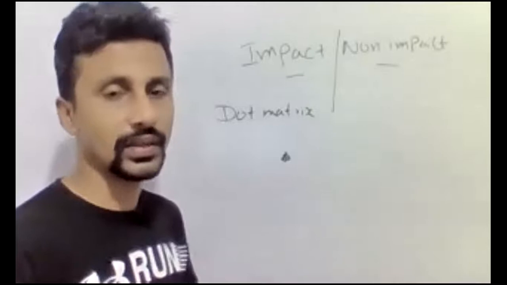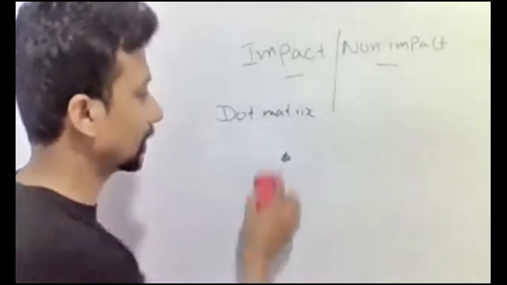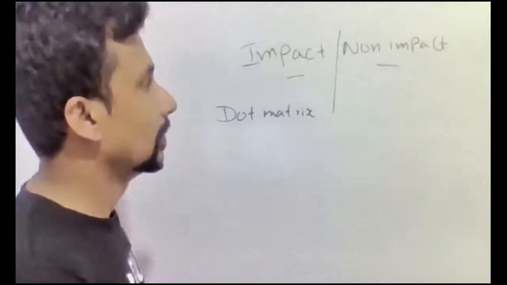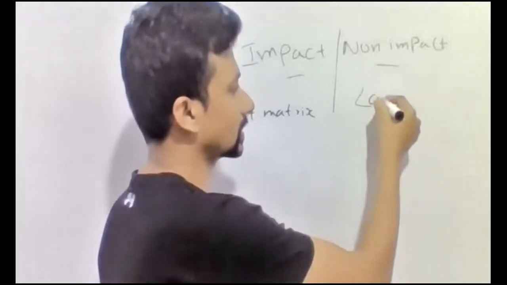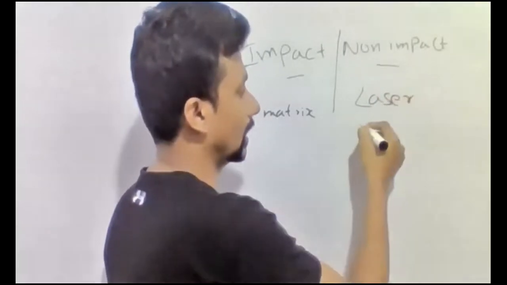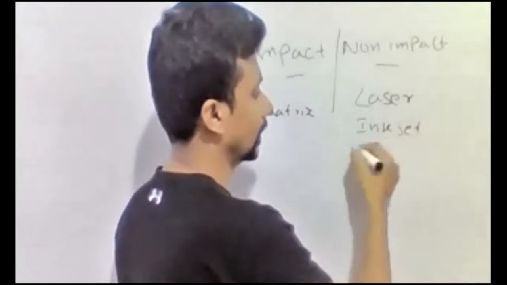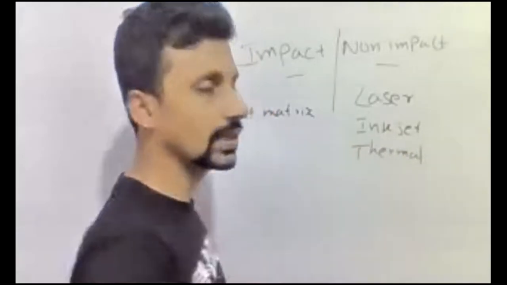Line printers work the same way. So those are called impact, impact means they are striking, right? But when you take non-impact, you have laser printers, inkjet or bubble jet, and thermal printers. They are not producing any sound.